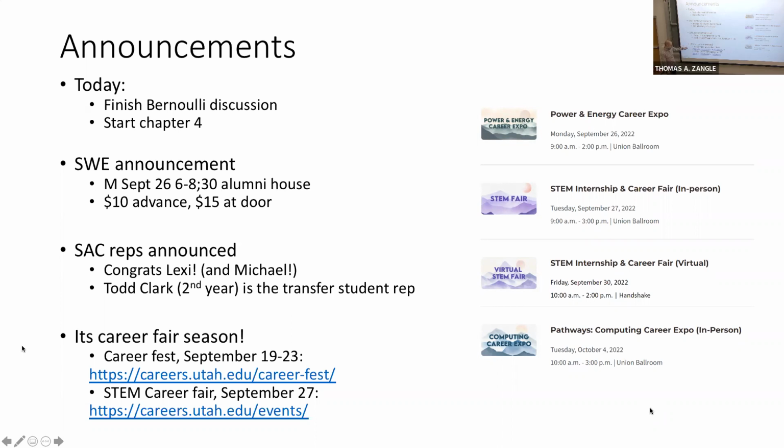Just a few. There's Career Fest, September 19th to 23rd. There's a whole bunch of events going on. Companies are coming to be on campus and talking to students, wanting to talk to students. It's also the STEM Career Fair, September 27th.